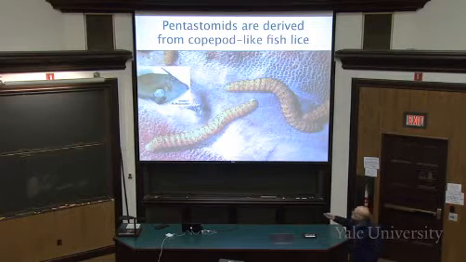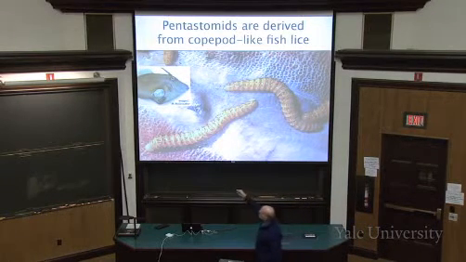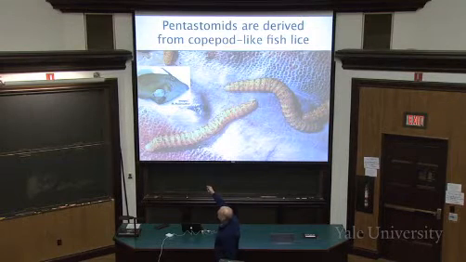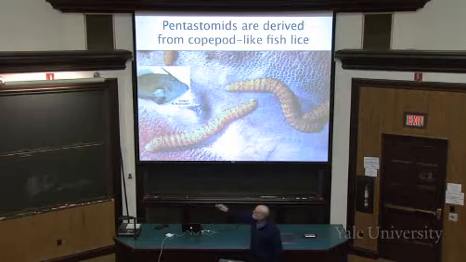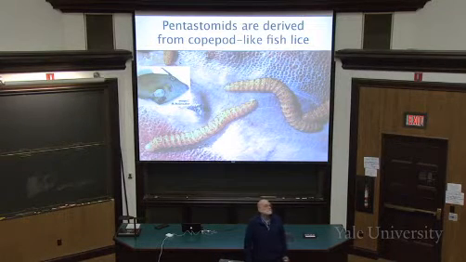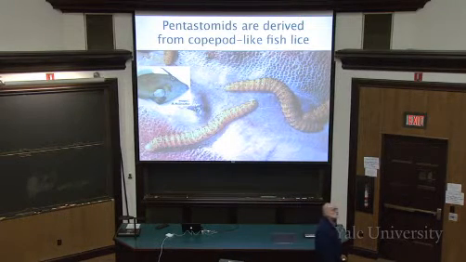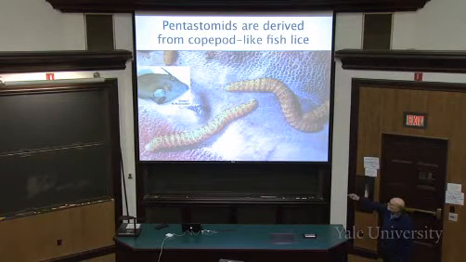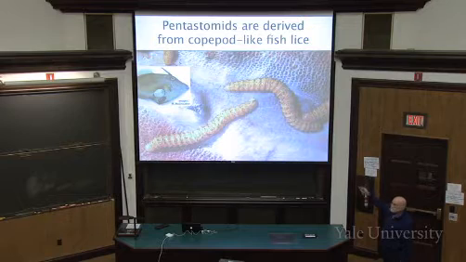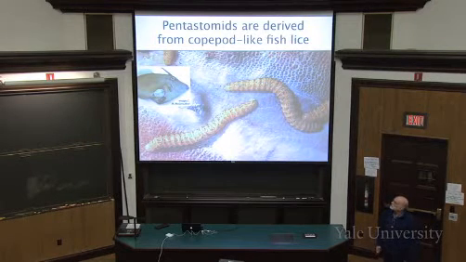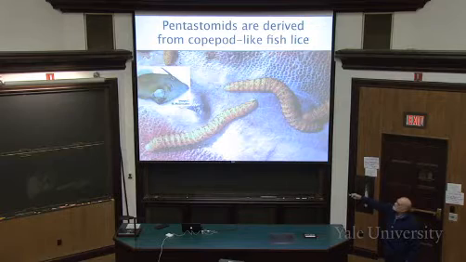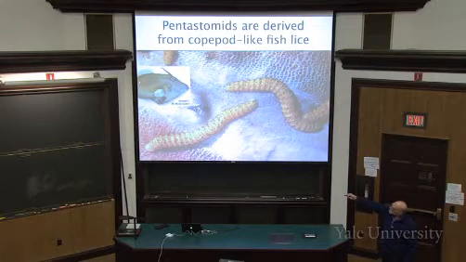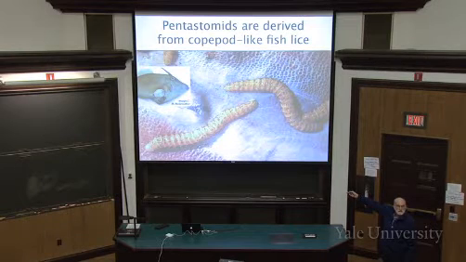Turns out that it's most closely related to this thing. Here is a fish louse on the outside of a triggerfish, and this is an isopod. Pentastomats are related to fish lice. They are not related to beetles or to nematode worms or to a lot of other things. And in fact, they're nested within the fish lice. So evolution took something that looked like that and turned it into that.